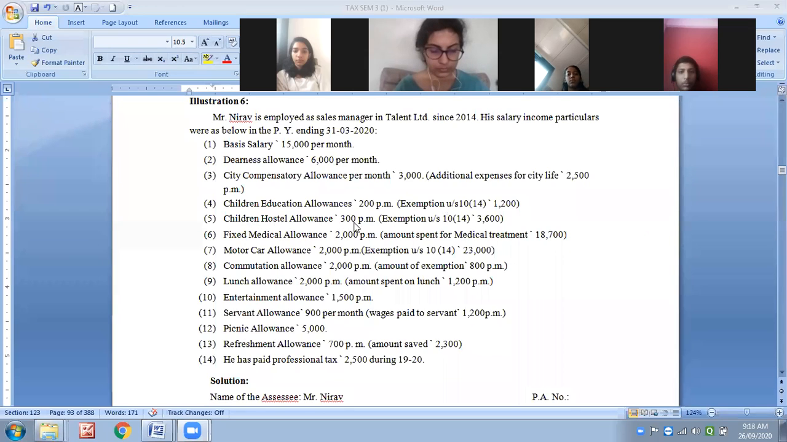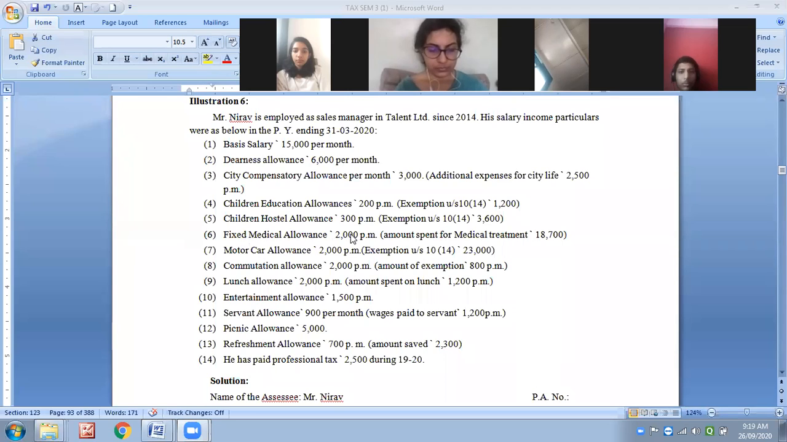Next, children's hostel allowance, 300 per month. Taxable or not? Yes, taxable. Again, for the exemption amount, I only want the amount. The rest will be as it is, as with the education allowance. Forget about this; of course, we are going to consider this. But there, what was the value given? 300 per month. Okay, next.